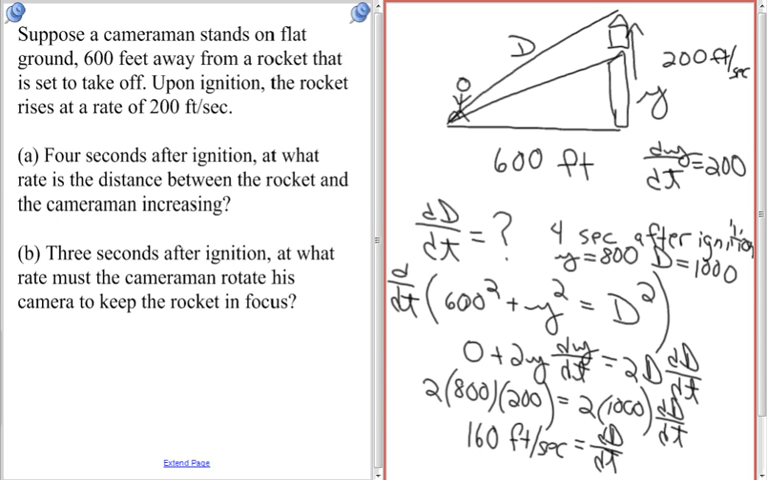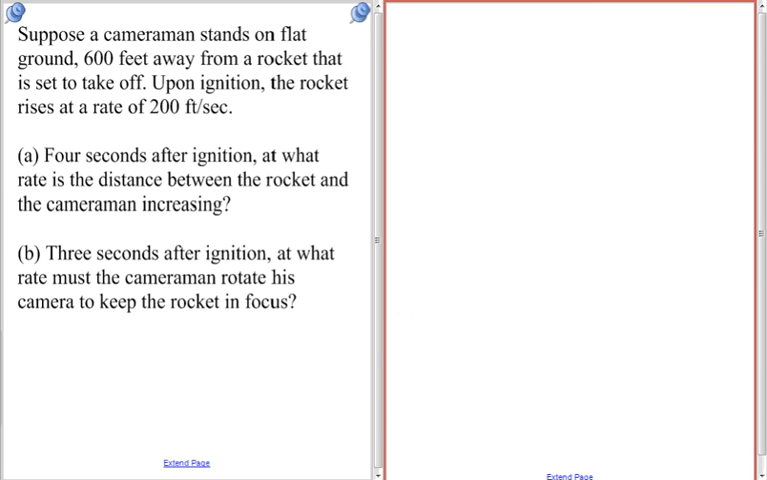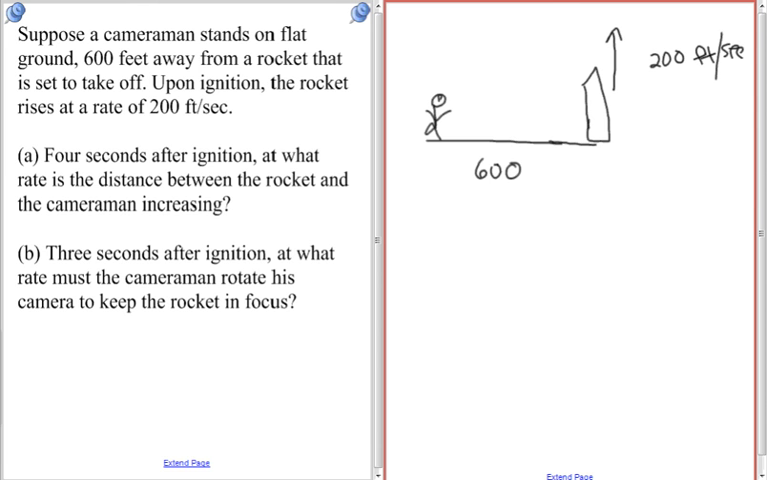Now, there is a second part to this problem. Very similar, so I'm going to just start with another fresh picture and realize that we're in a very similar situation. Once again, we have our cameraman, we have our rocket. They are a distance of 600 feet apart.